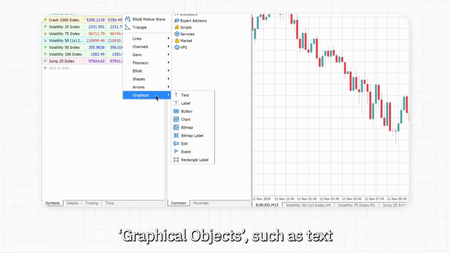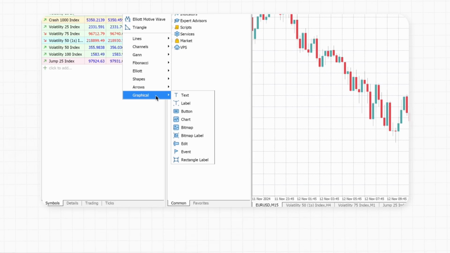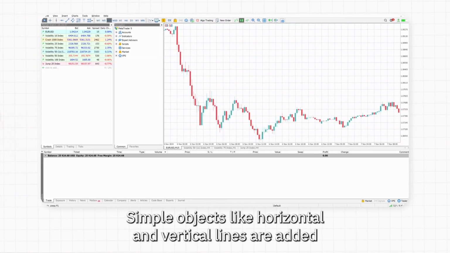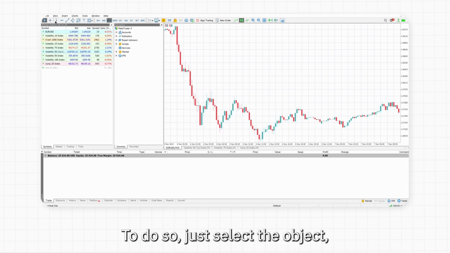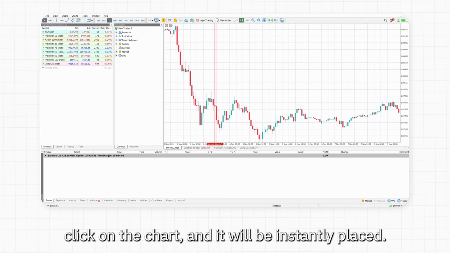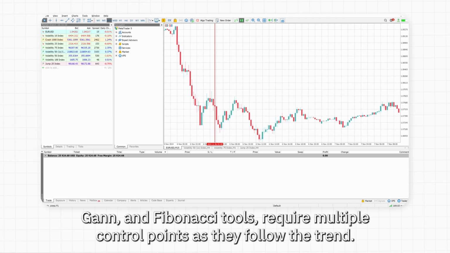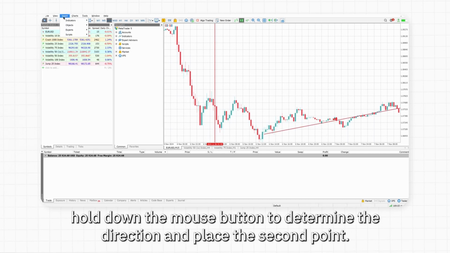Graphical objects, such as text labels and buttons, provide additional context and customization, improving the clarity and effectiveness of chart analysis. Simple objects like horizontal and vertical lines are added with just one click. To do so, just select the object, click on the chart, and it will be instantly placed. However, more complex objects such as channels, Gann, and Fibonacci tools require multiple control points as they follow the trend. To add these, simply click on the chart to set the starting point, then hold down the mouse button to determine the direction and place the second point.